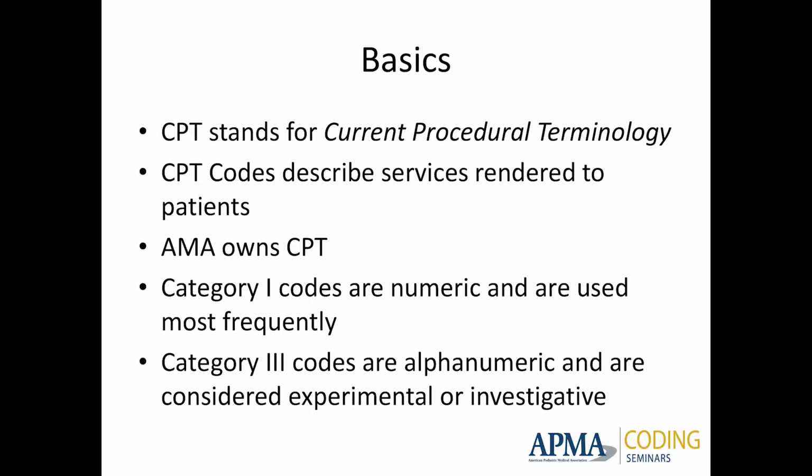Category 1 codes are the codes we typically use. Those are like the bunion codes, the 28290 series of codes. Category 3 codes are experimental and investigational codes. So if you do a subtalar joint arthroereisis procedure, that's a Category 3 code.